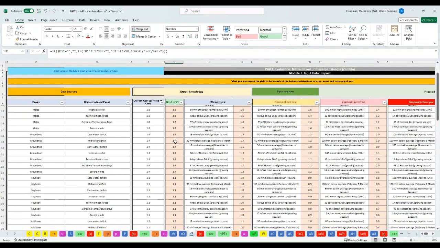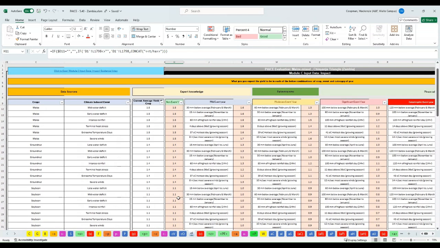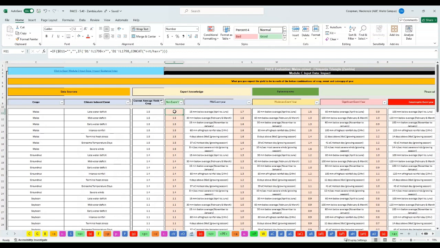So for the non-event years here, it's very likely that that would be slightly higher than a current average yield of the crop. So what we're asking for here is for maize, for a late season water deficit, so that's the climate event here. If you had an average year, but there was no late season water deficit, how high would the yield be? So would the yield be the same, or would it be a little bit higher?